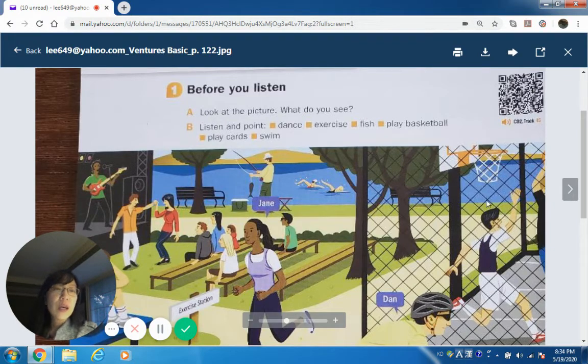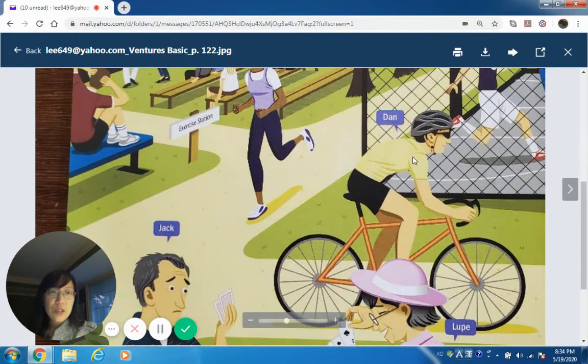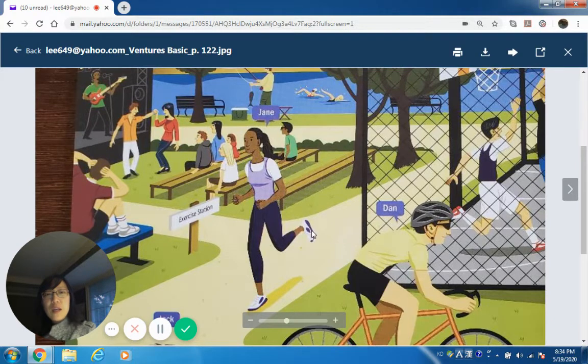And he is playing basketball. They are playing basketball, and this is called a basketball hoop. He is riding a bicycle. He is wearing a bicycle helmet. He's wearing sunglasses. Jane is running. She's wearing running shoes or sneakers, same thing.